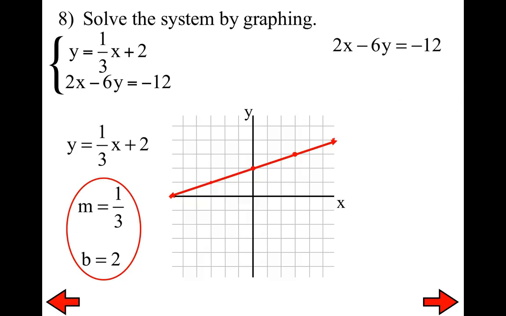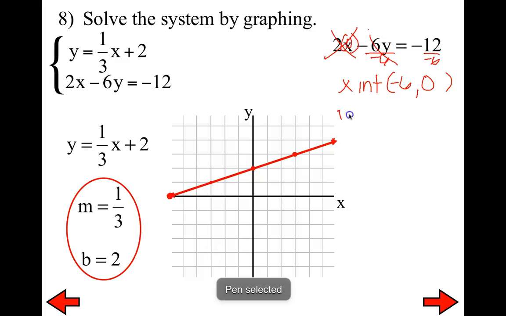Now for the second one, since it's in standard form, I'm going to graph using x and y intercepts. So here, I'm going to look for the x-intercept. I'm going to get rid of y and make it a 0. So here, 6 times 0 goes away. Solve for x, divide both sides by 2, leaving me with x equals -6.